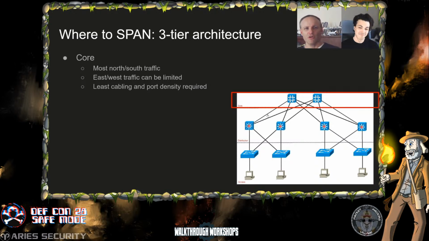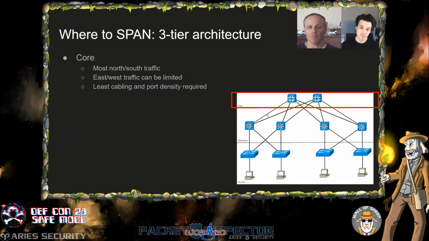So where do we span? In a 3-tier architecture, and when I say 3-tier architecture, this is your traditional core, distribution, access. Those are typically going to be your 3 options. So we'll start with the core. I sometimes work with people that span at the core. Depends on the network.